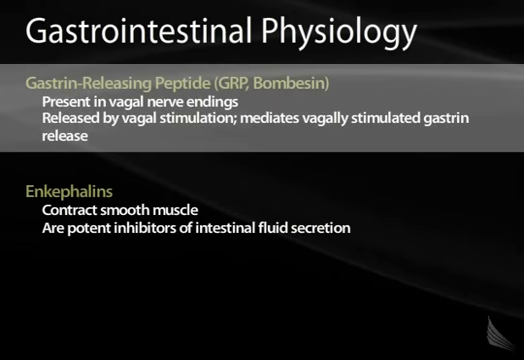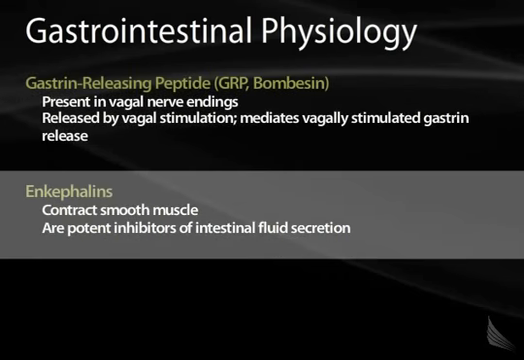Gastrin releasing peptide, or GRP, historically known as bombesin, is present in vagal nerve endings and is released by vagal stimulation and mediates vagally stimulated gastrin release. As I mentioned earlier, this is the reason that historically vagotomies were a way of trying to reduce the amount of gastric acid production before the advent of H2 blockers such as cimetidine and ranitidine, or proton pump inhibitors such as omeprazole, esomeprazole, and lansoprazole.